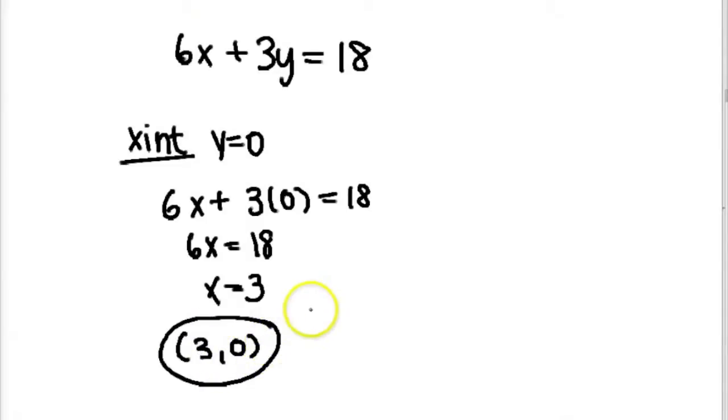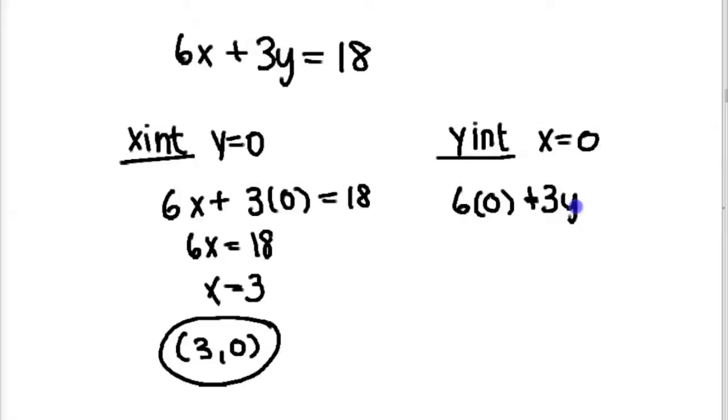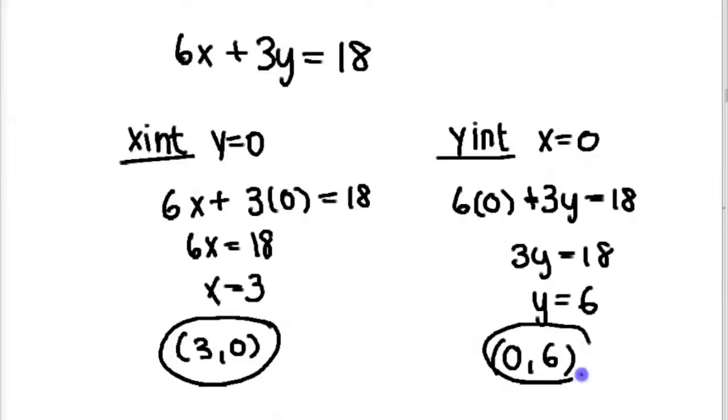So that's the x-intercept. Now let's say they ask you to find the y-intercept. And the y-intercept, x equals 0. So we're going to plug this into the equation. So now we know that the y-intercept is 6. So the point will be 0, 6. So 3, 0 is the x-intercept and 0, 6 is the y-intercept. So finding the intercepts is useful when you want to graph the equation, and we'll see that more in future videos.